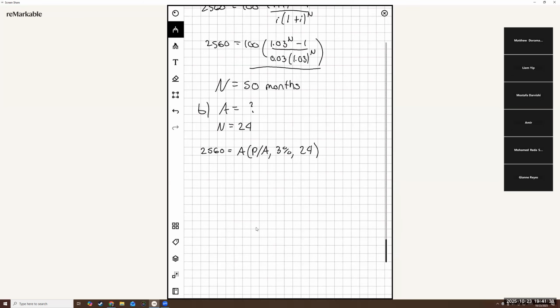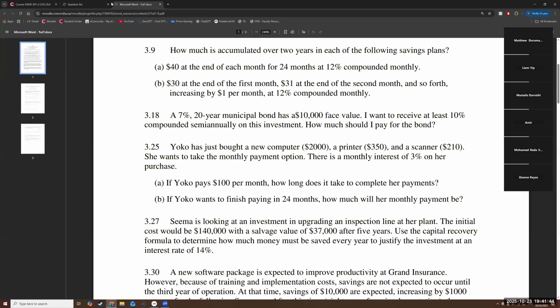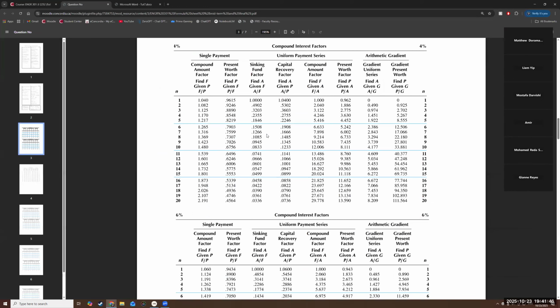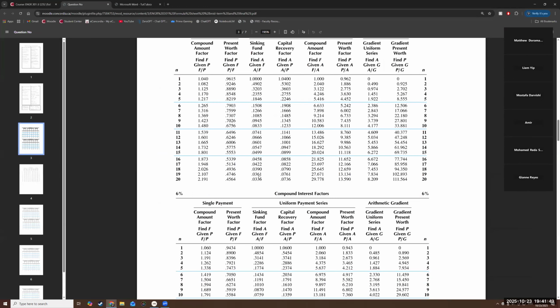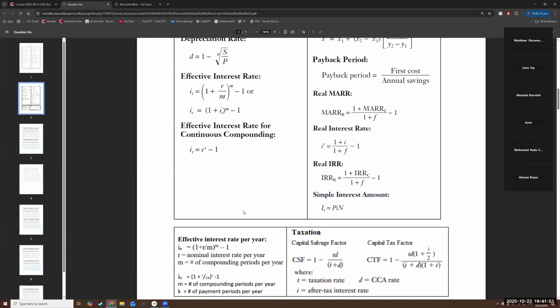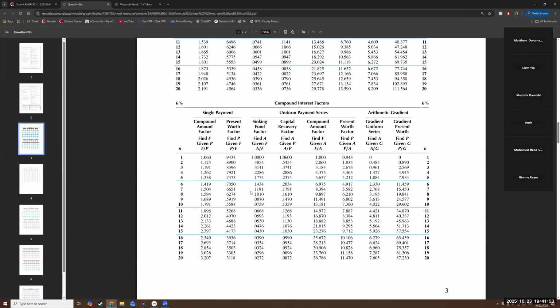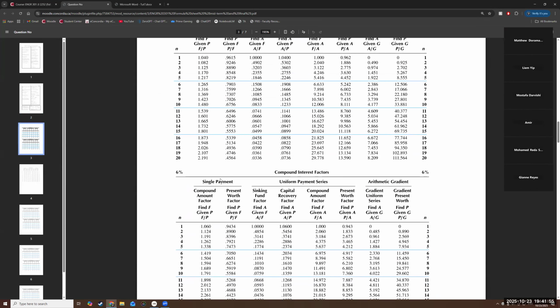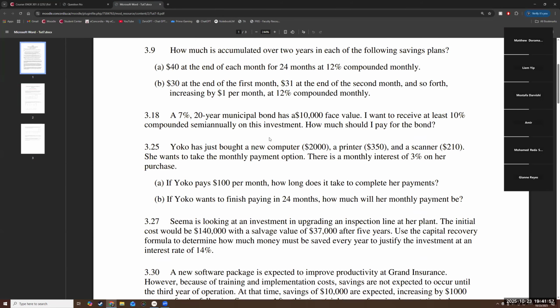Let's see if we can use the table for this one. So we have P slash A, 3% interest rate for 24 periods. I believe we can. No, we can't because we don't have 3% interest rate. Okay. So we have to just calculate it.